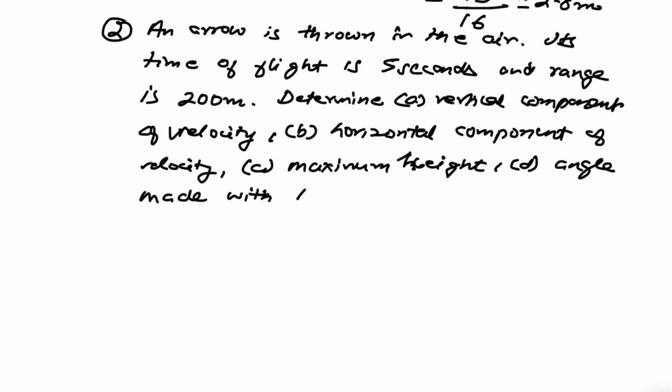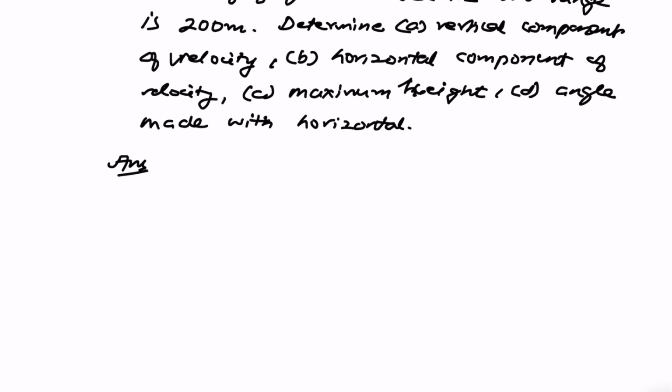So first of all, we will write the given information. What we are given? We are given that the time of flight is 5 seconds, and the range is 200 meters. Only these two things are given to us.